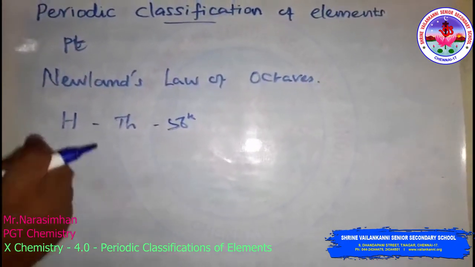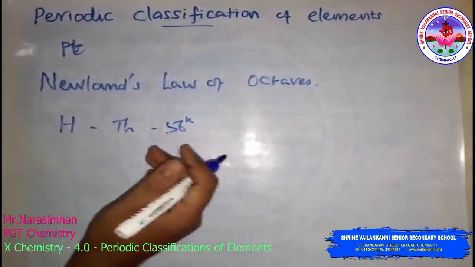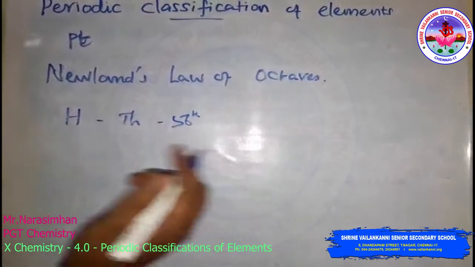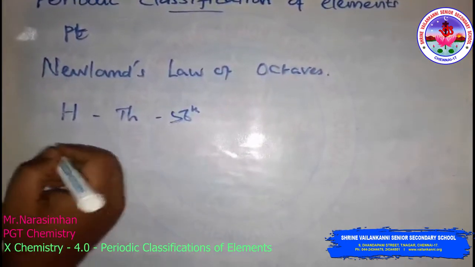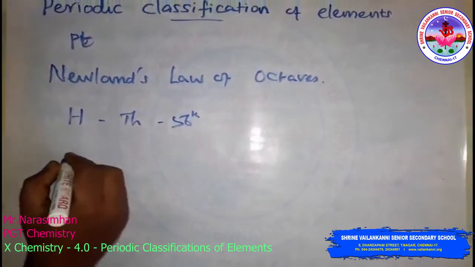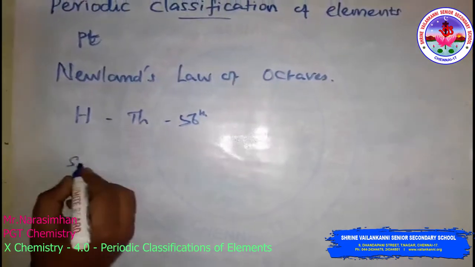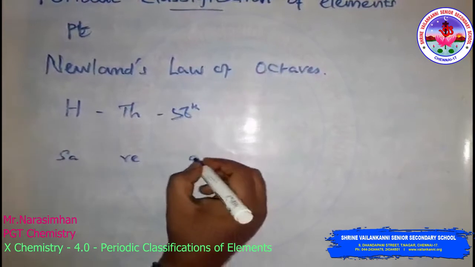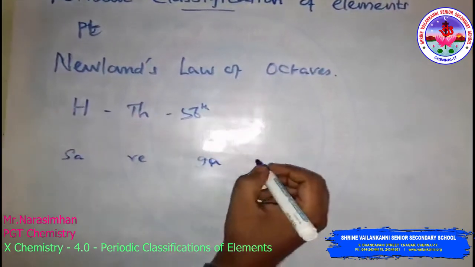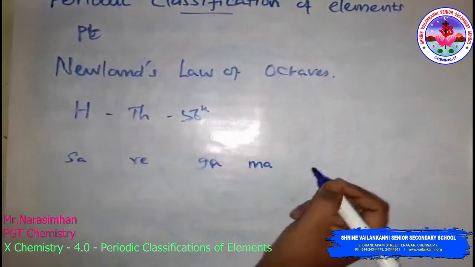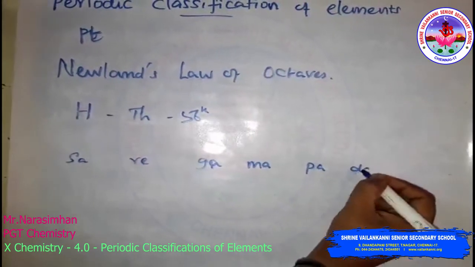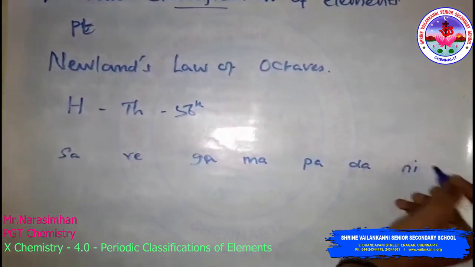The original form of Newland's octaves is sa, re, ga, ma, pa, da, ni, that is the notes of music.